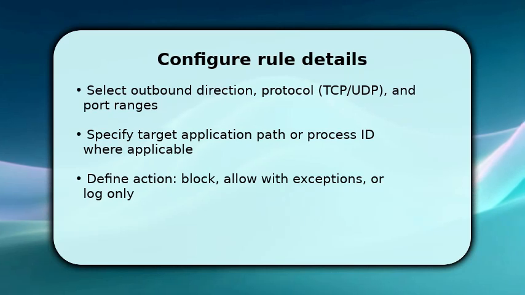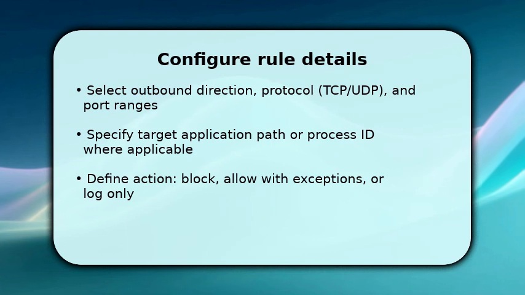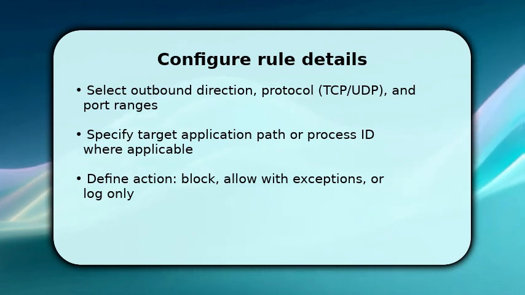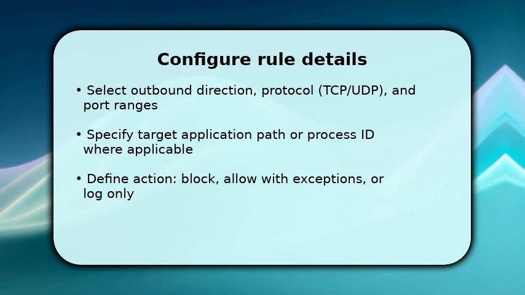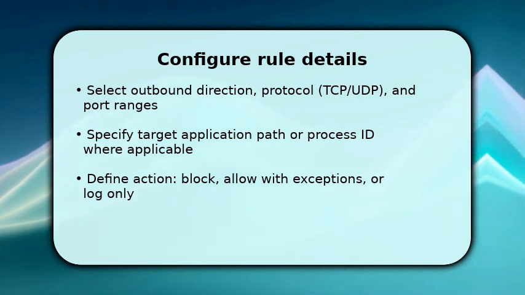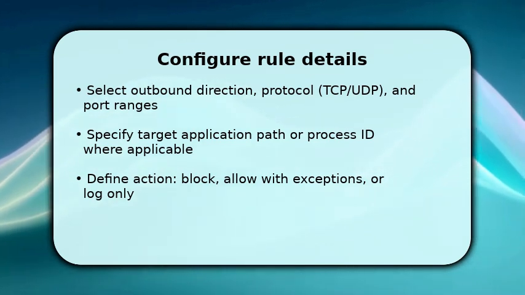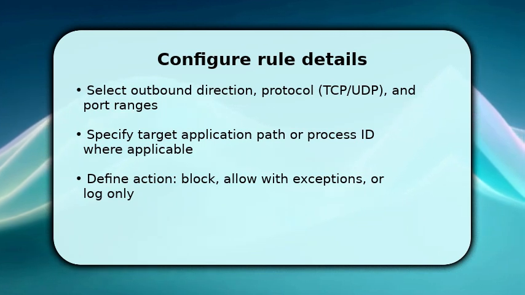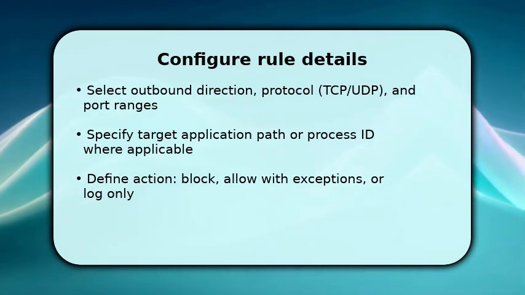With the rule started, specify outbound direction, choose the protocol such as TCP or UDP, and set exact port numbers or ranges to block. Then map the rule to the application executable path or a user account when you need granularity. This prevents breaking unrelated services.